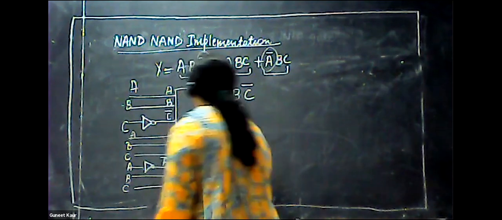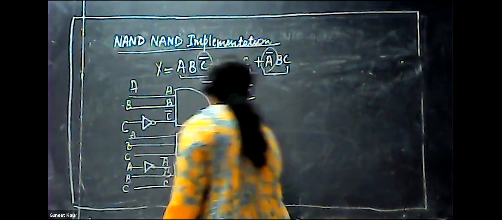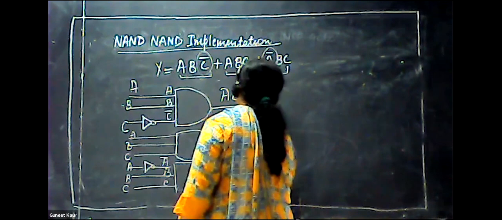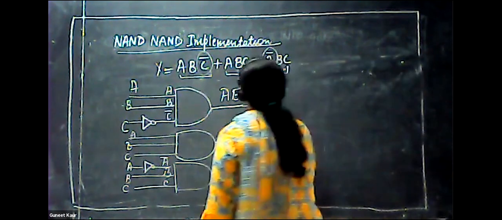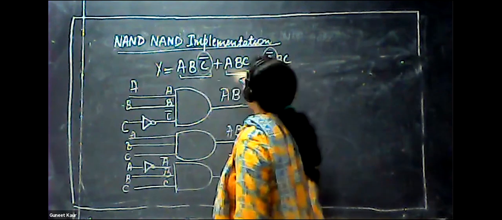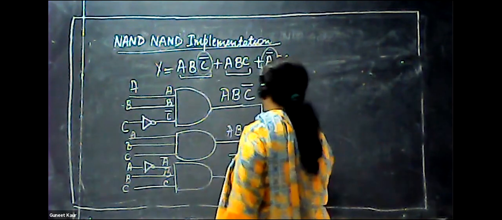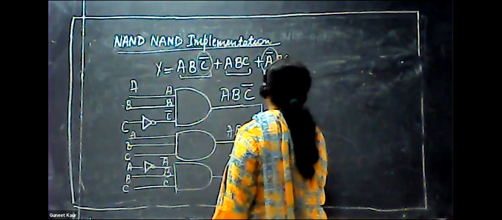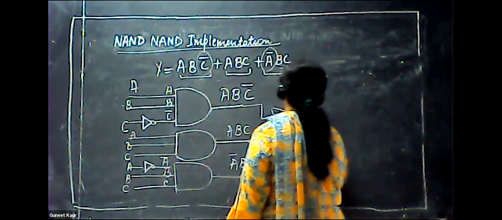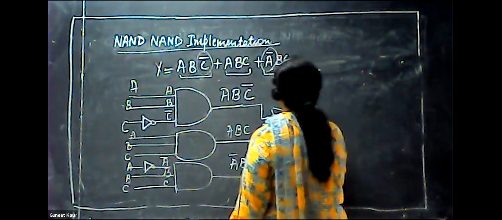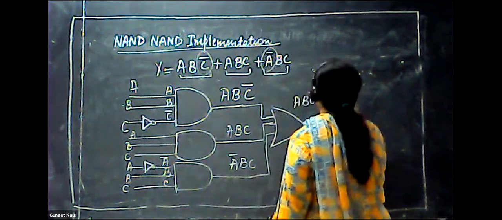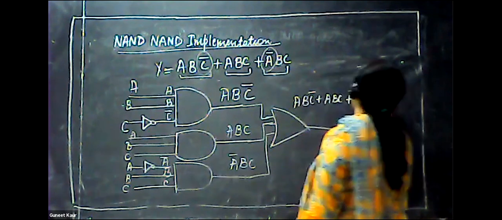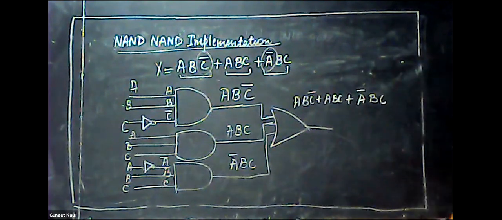Okay, so B, C. I will get here A bar, B, C. Now you know that you have to plus all these terms. I should have one OR gate here. So I will get here A, B, C bar plus A, B, C plus A bar, B, C. So we have completed the first step.